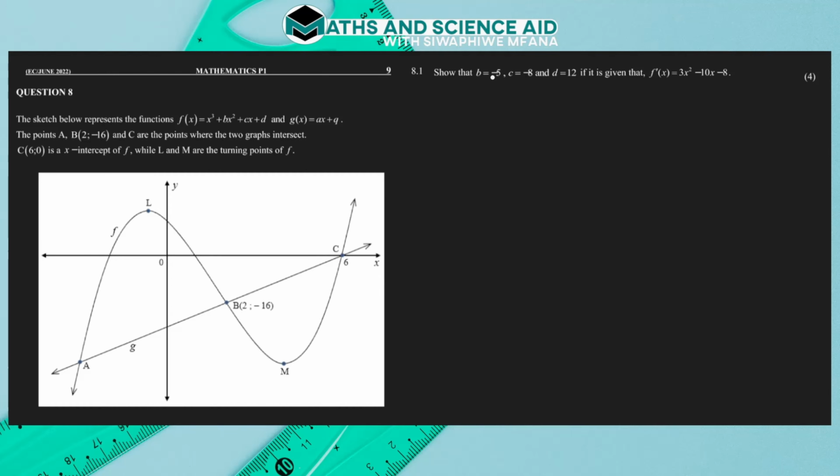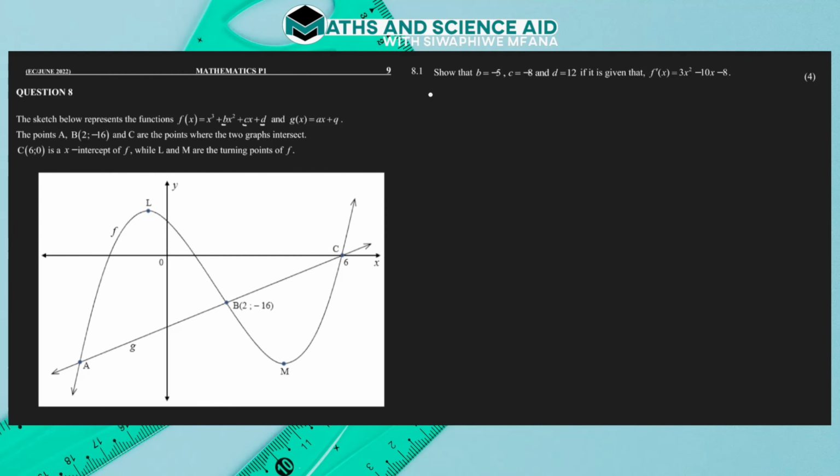Show that b equals -5, c equals -8, and d equals 12, if it is given that f prime of x equals 3x squared minus 10x minus 8. So, how are we going to do that? We can clearly see that b, c, and d are the unknowns in the equation of f. Since we are given the first derivative of f, we can take the equation of f as it is in the statement and differentiate it.